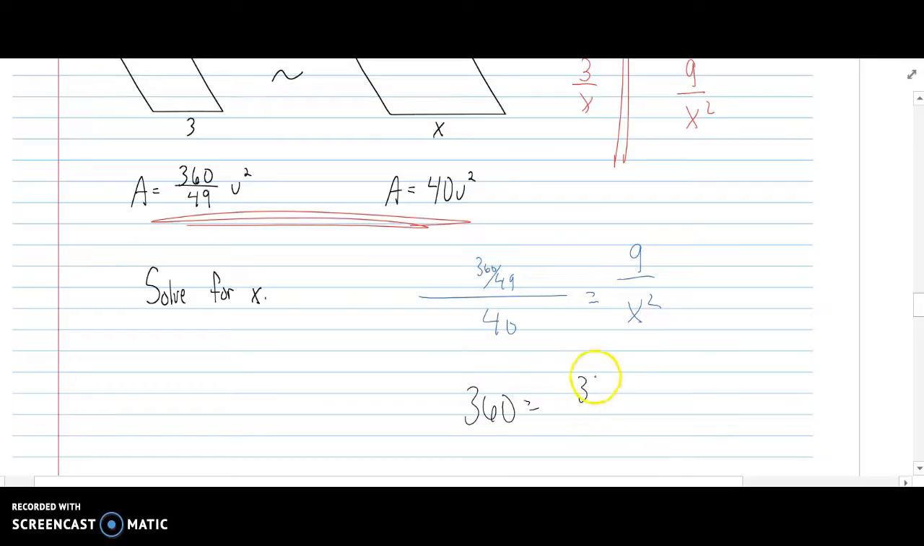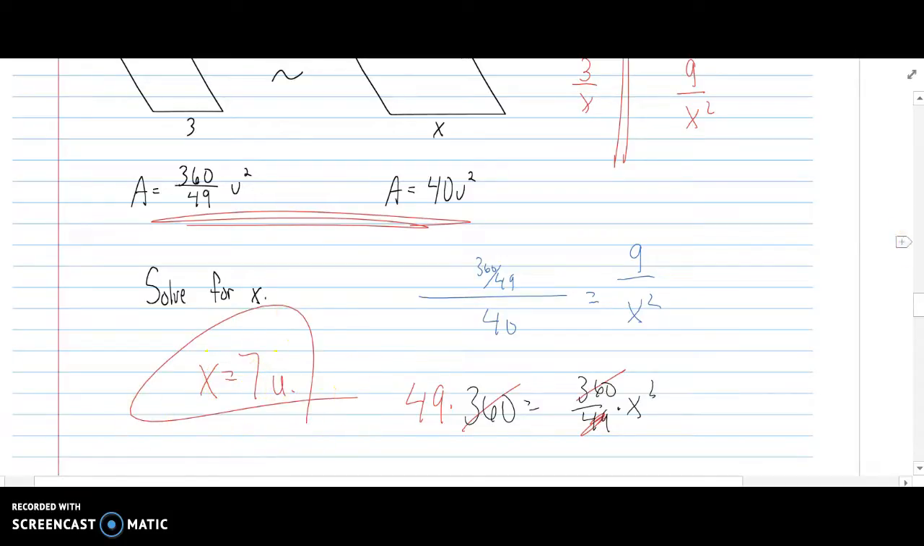Multiply in the other direction, we have 360 over 49 times x squared. We want to solve this for x, so multiply both sides by 49. Divide both sides by 360. X squared equals 49, which means then that x is equal to 7 units.